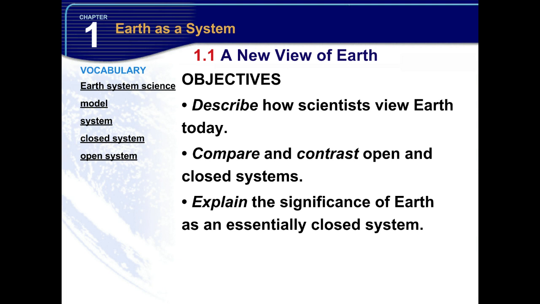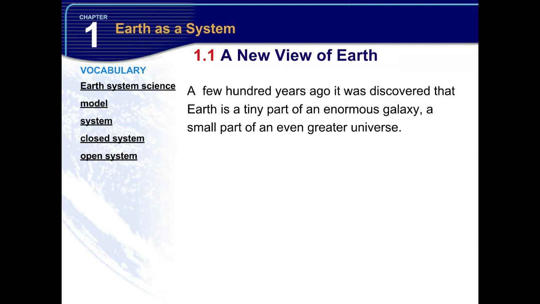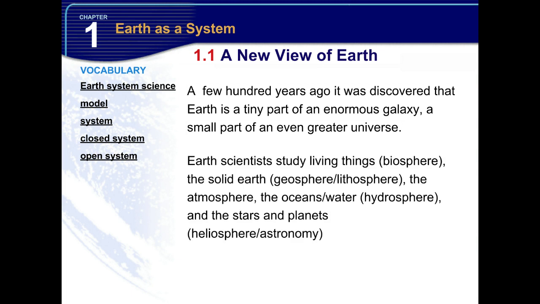A few hundred years ago, it was discovered that Earth is a tiny part of an enormous galaxy, a small part of an even greater universe. Earth scientists study living things, which is called the biosphere, the solid Earth, geosphere and lithosphere, the atmosphere, the oceans and water, the hydrosphere, and the stars and planets. We call it astronomy. It's also considered the heliosphere. We separate it out into biosphere, geosphere, hydrosphere, and atmosphere.